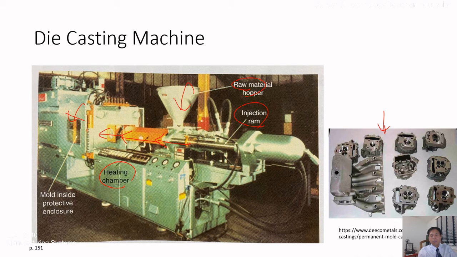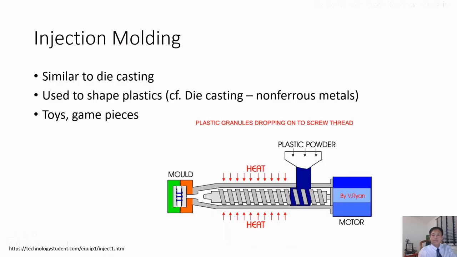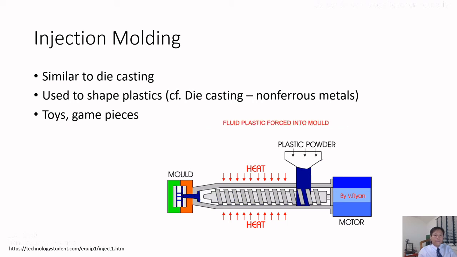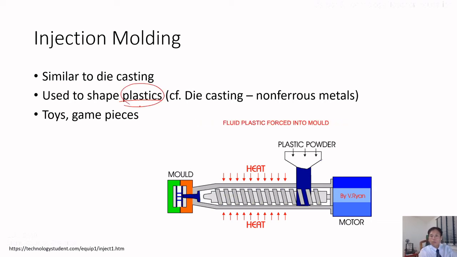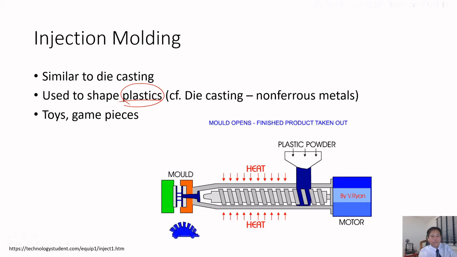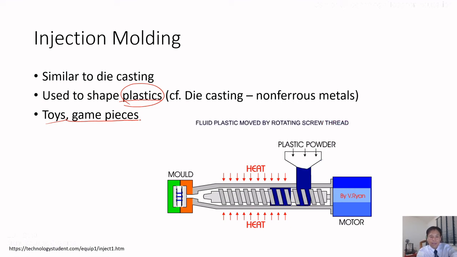But I said most of the plastic or metal products you can find on Amazon or in the market are produced by the die casting method. And then second is injection molding. Injection molding is only for plastic. It is similar to die casting, but used to shape plastic. It is used to create toys or game pieces. I got this graph from the Technology Students website. I always recommend you to visit this website.